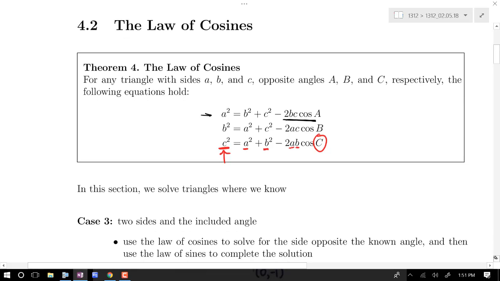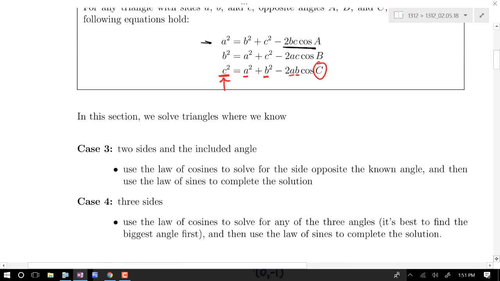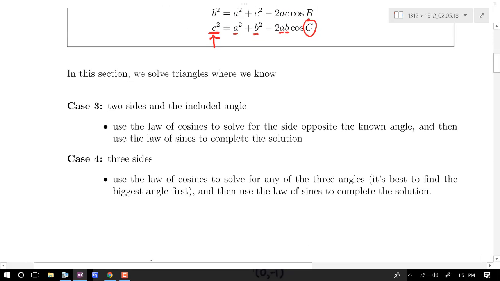So the law of cosines will help us solve triangles that are these other two cases. Maybe I know two sides and the included angle. Note that if I know two sides and the included angle, I don't have an angle-side pair that the law of sines would apply to. And if I know all three sides, if I know no angles at all, but I know all three sides, I can use law of cosines.